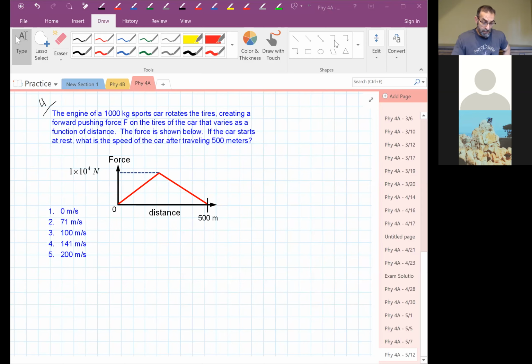Okay. Let's take a look here. Looks like the majority got it right. That's good. What are we going to do? We're going to use our work kinetic energy theorem, right? We're going to find the net work done. How can we get that? Well, we're given a nice graph of force versus displacement, right? Force versus distance. So we will use our work kinetic energy theorem. We'll get the net work from the area.